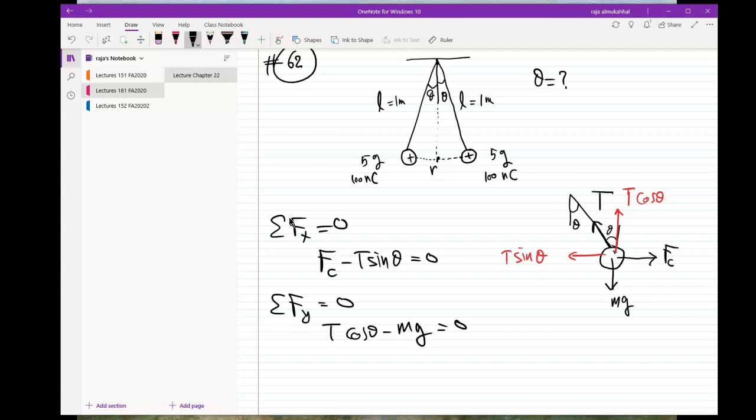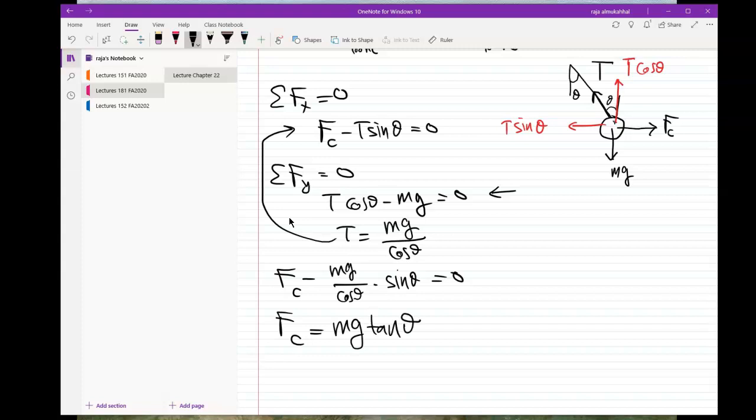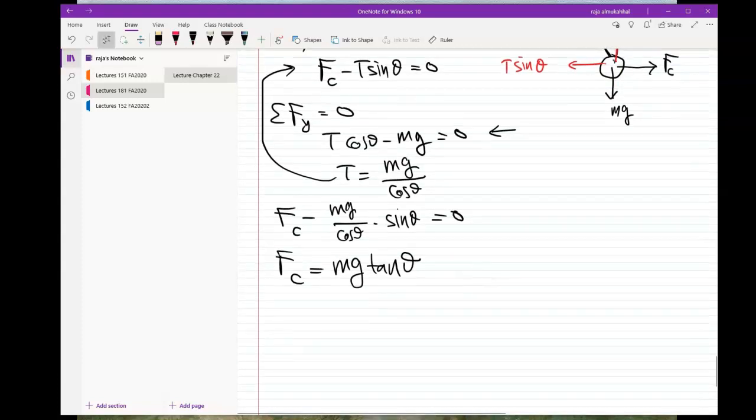Got it? Remember, I'm interested really in finding theta, and I'm not interested in the tension T, so I'm going to eliminate it. To do that, I go to the second equation right here, and I solve for T. T in this case will be equal to mg over cosine theta. Then I'll take that and plug it back in here. Got it? So when I do that, F sub c minus mg over cosine theta times sine theta equals 0. This basically tells me F sub c is equal to mg tangent theta. So far so good. I'm interested in finding theta, so I'm going somewhere. Everything is fine so far. Now I need to know what is F sub c.